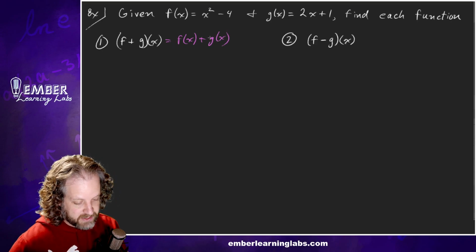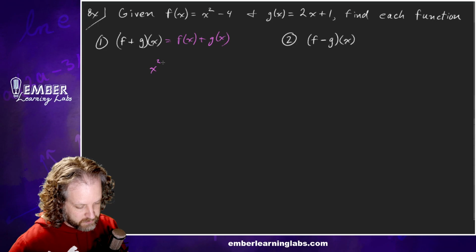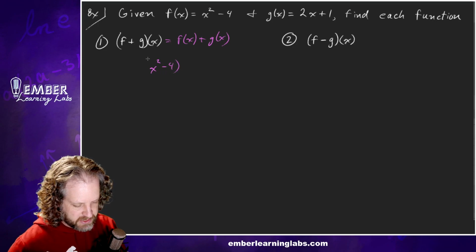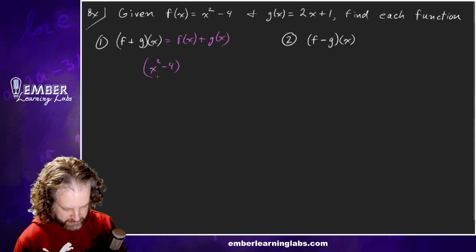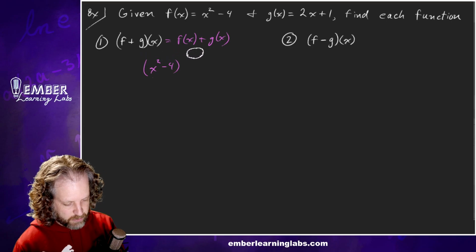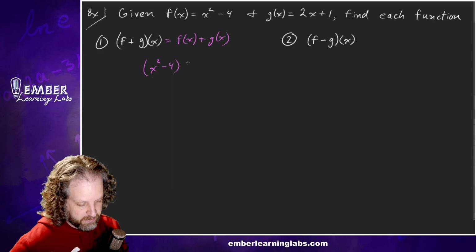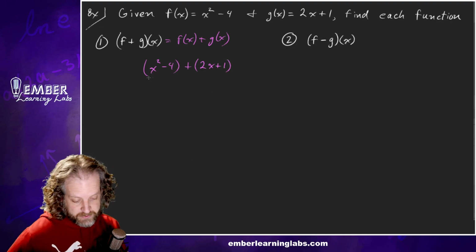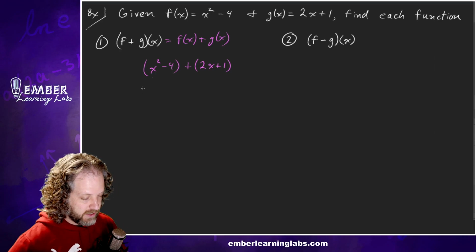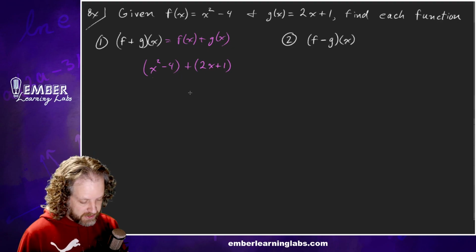So we're going to write down f of x, which is x squared minus 4. I'm going to put this in parentheses. We'll probably drop these in a moment because it's a plus on this one, but to help remember what we're doing, especially for this example, that's why I'm doing that. Plus g of x, which we're also going to put in parentheses, so 2x plus 1. Now we just need to combine these and make it prettier.